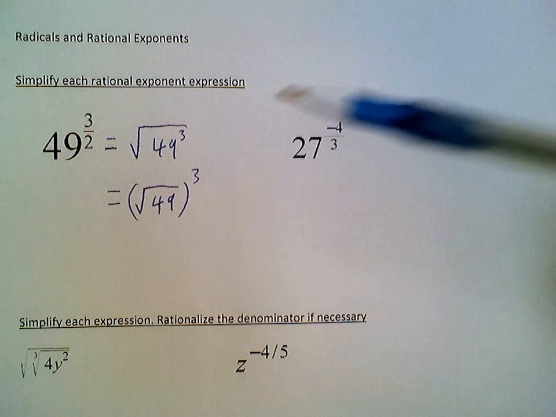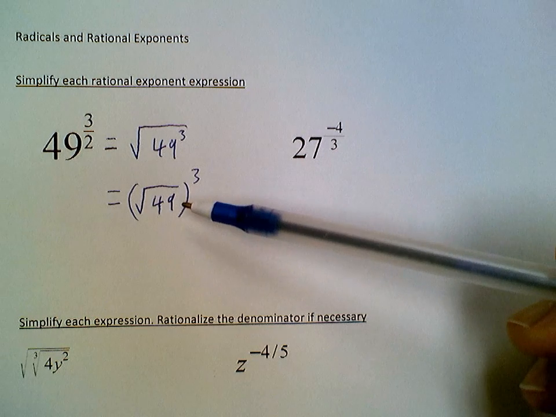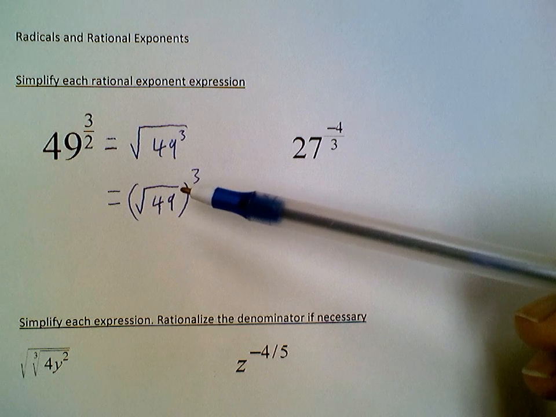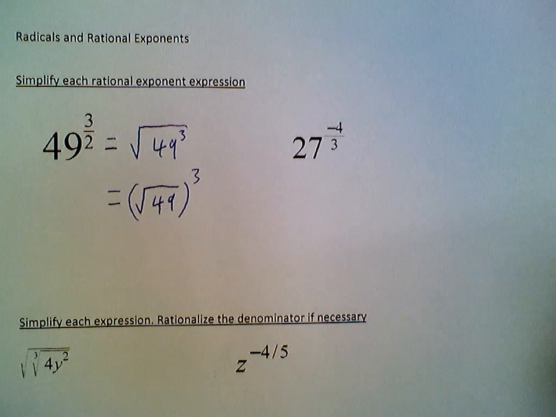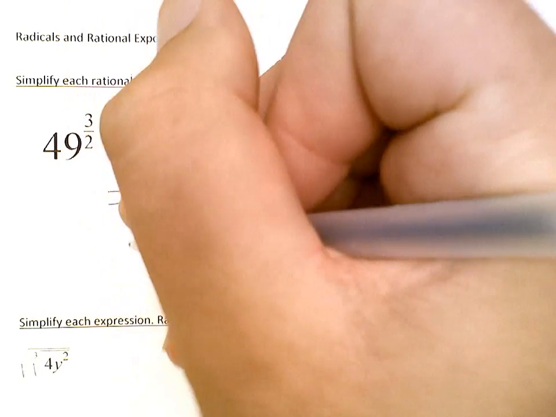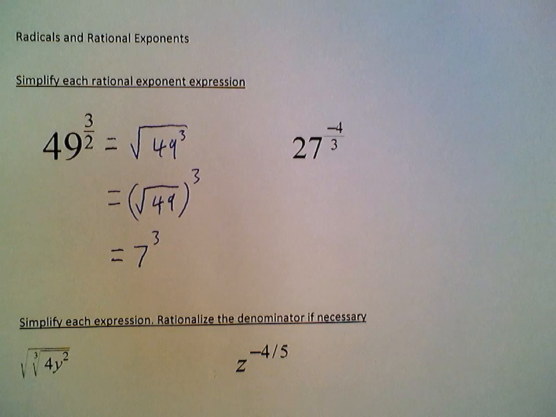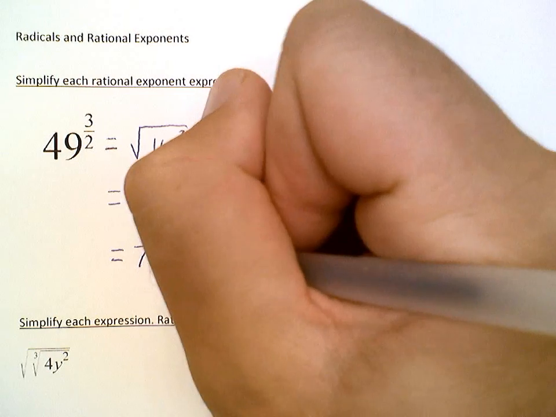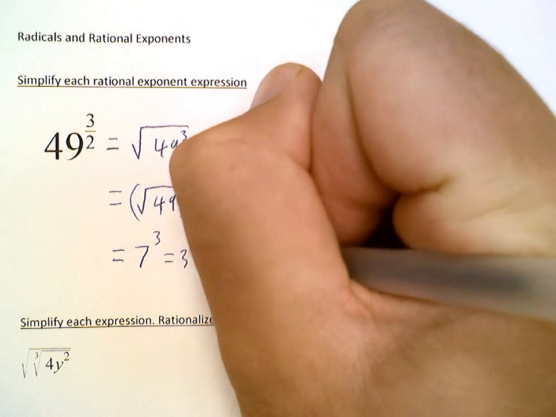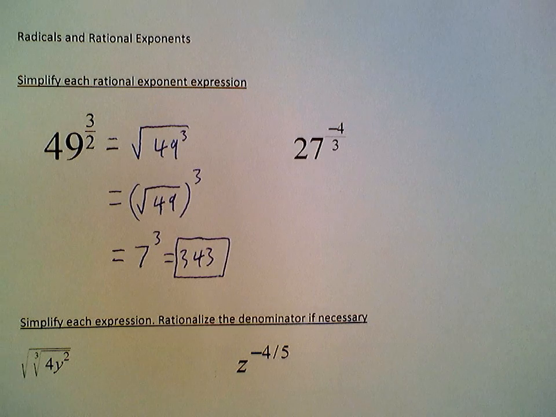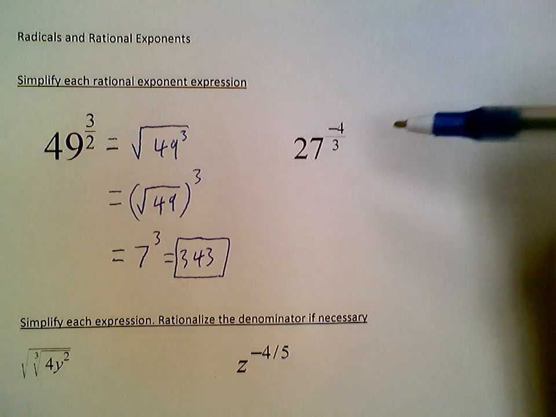You could use a calculator, but if we look down here, who knows what the square root of 49 is off the top of their head? The square root of 49 is, of course, 7. So if I do that one first, what I end up with is just 7 cubed. And 7 cubed is 343. Okay? All right.